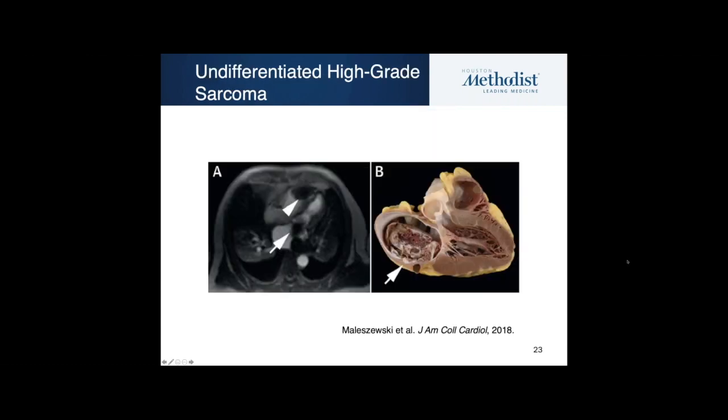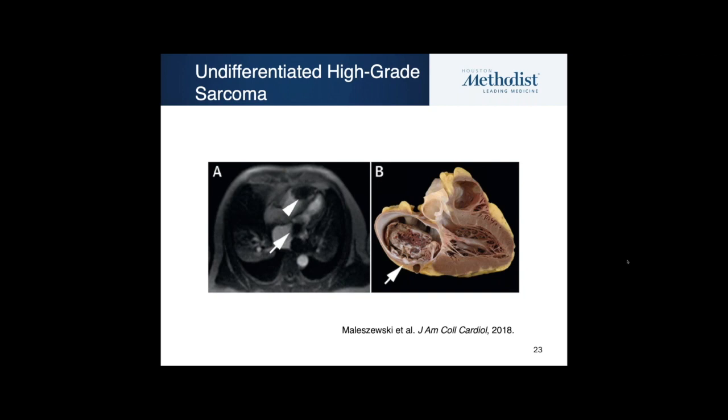So undifferentiated high-grade sarcomas, these are very aggressive tumors. They denote a poor prognosis. They tend to occur in the right atrium at the atrioventricular groove, and often present with pericardial tamponade. They are much more diverse in histopathology, and usually denote a poor prognosis. What you'll see on histopathology is nuclear pleomorphism, and really the immunohistochemistry.